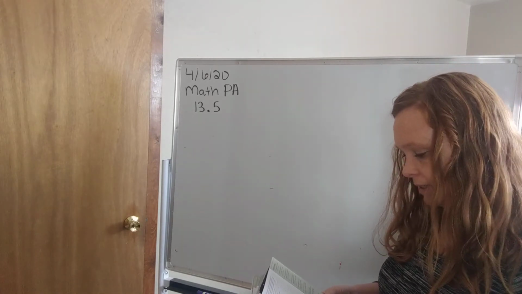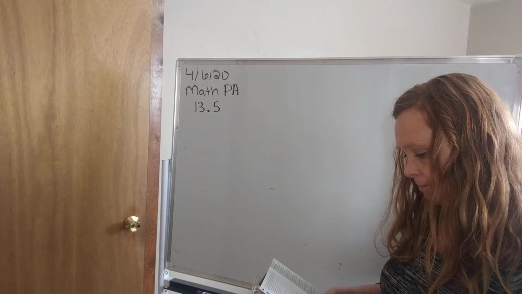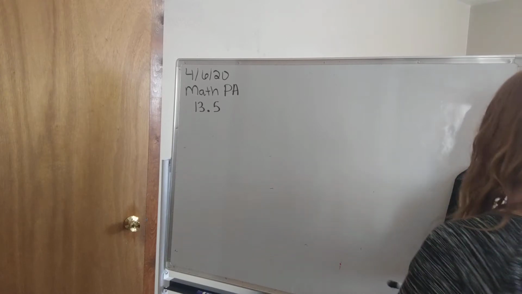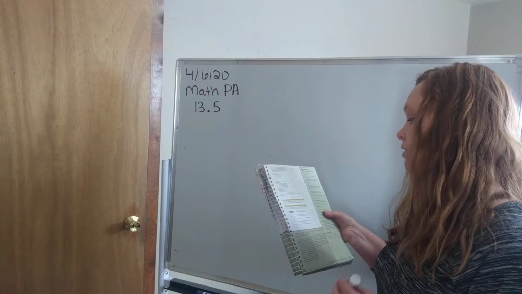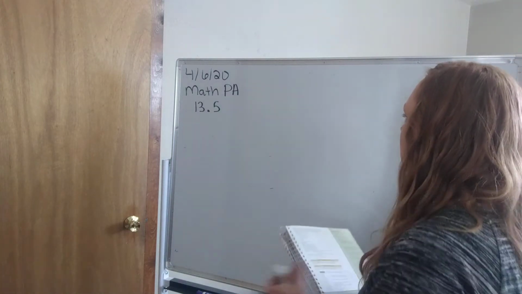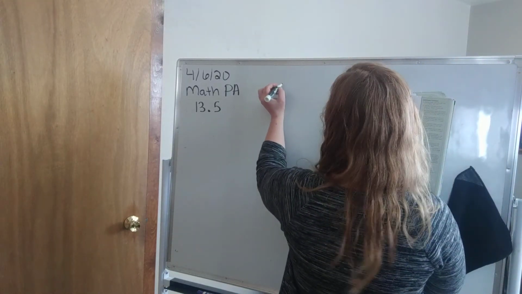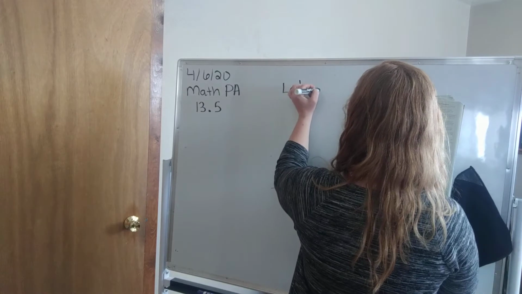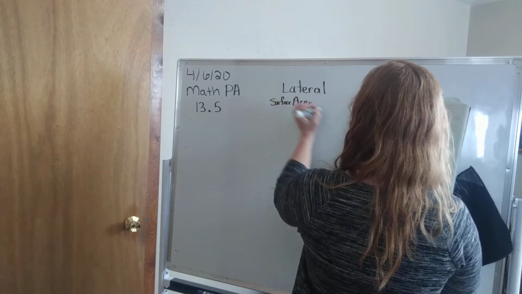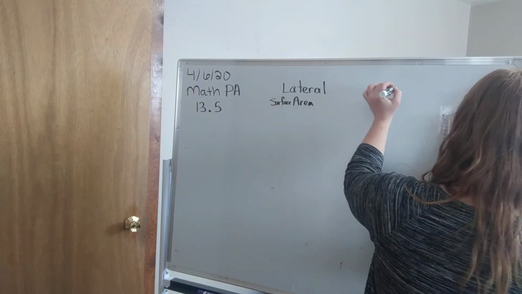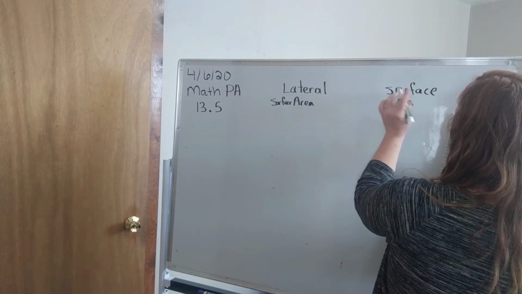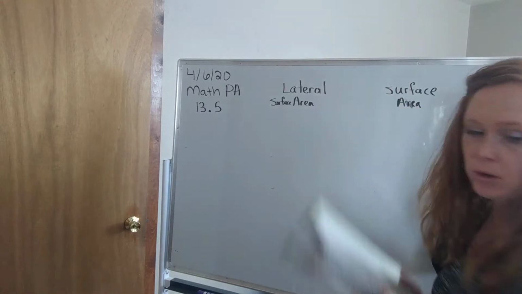So let's look at example one. Example one says find the lateral surface area and surface area of the prism. What I want you to see is there are two different things we're looking for: the lateral surface area, and then the total surface area. And you might ask, what's the difference between these two? This is really important to understand.